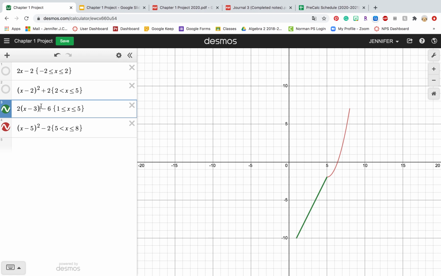Now, some people might clean this up a bit and actually distribute that in and get their equation. You don't have to do that, but you can clean this up and figure out what it is after you distribute the two and combine like terms. But I'll just leave it like this. So once I'm good to go, I have my equation now.